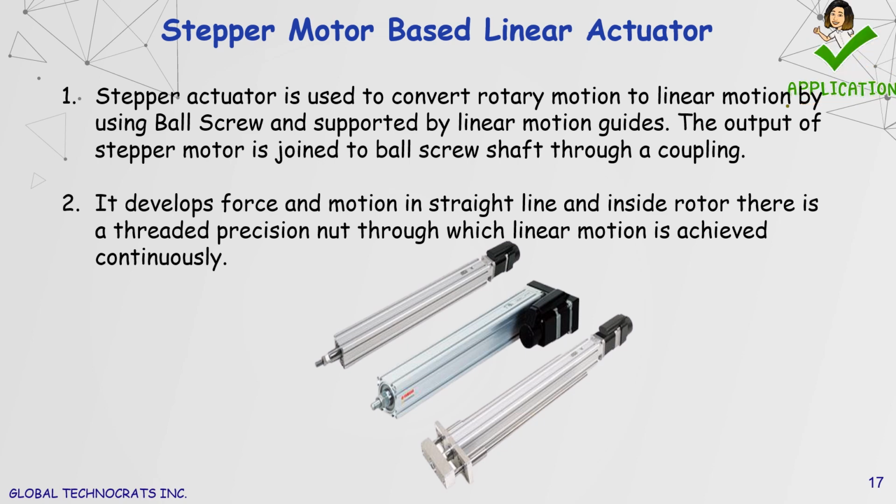Stepper motor based linear actuator. A stepper actuator is used to convert rotary motion to linear motion by using a ball screw supported by linear motion guides. The output of the stepper motor is joined to the ball screw shaft through a coupling. It develops force and motion in a straight line, and inside the rotor there is a threaded precision nut through which linear motion is achieved continuously.